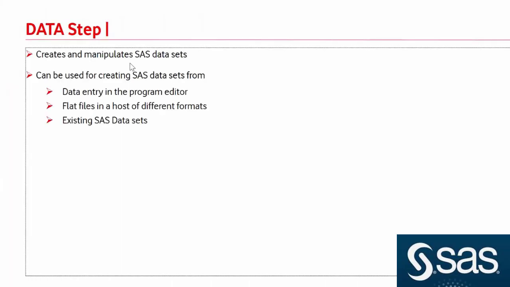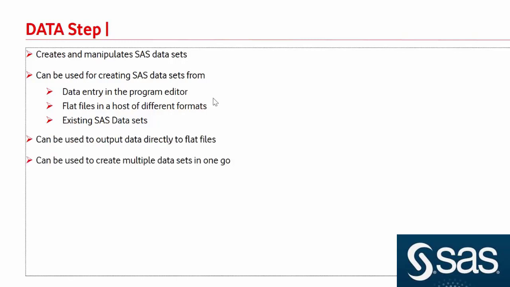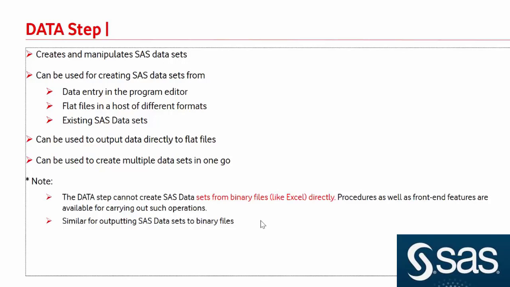Data step. Data step is used to create and manipulate datasets. New datasets are created in three ways: from existing datasets, with direct entry from editor, and by importing from flat files like CSV, tab, and other delimited files. Data step can be used to give output in flat files format, and it can create multiple datasets in one go, unlike the proc step. One thing to remember is they cannot import from or export to Excel files directly.